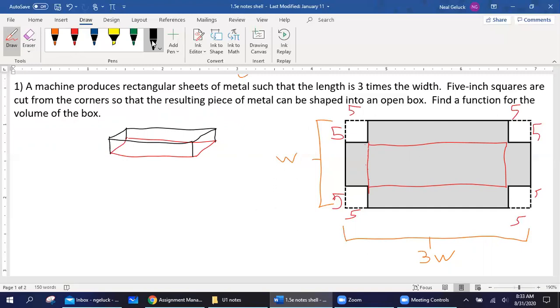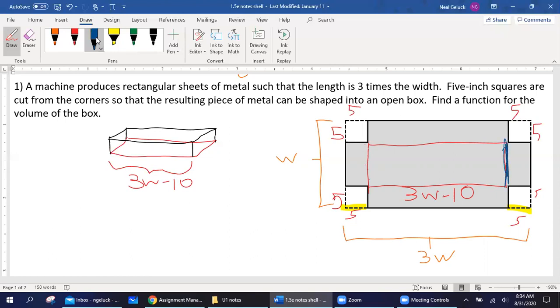Remember that for volume, it's length times width times height for a rectangular solid. Well, we need to get an expression for the length of the box. Now, here's where it gets a little tricky. It's not 3W anymore. It's 3W for the entire length, but we removed that length and that length off of that. So what's left over is 3W minus a 5 minus a 5. So it's going to be 3W minus 10 inside of there. So that's my length.